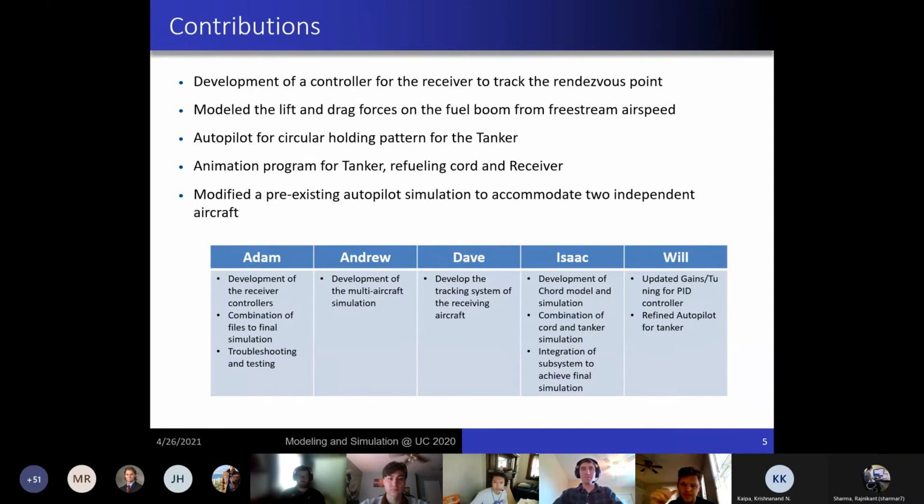During this project, we were able to develop a controller for our receiver to track a rendezvous point on our drogue, and then model our drogue or fuel boom based on the aerodynamic forces, lift and drag, and then create an autopilot circle holding pattern for our tanker, and just adjusted our animation and our autopilot files from our previous work earlier in the semester. And then below is how we split up the work.